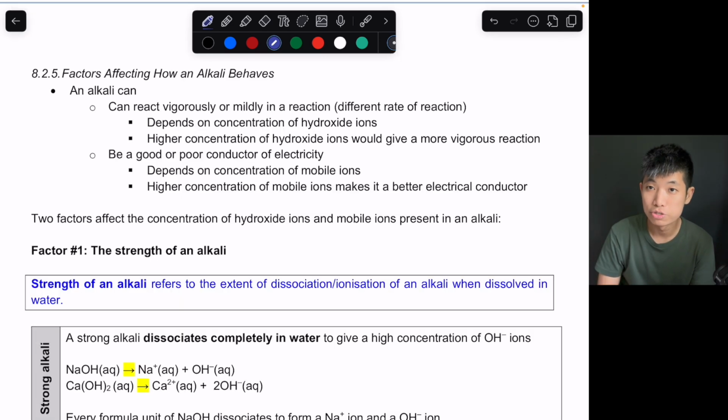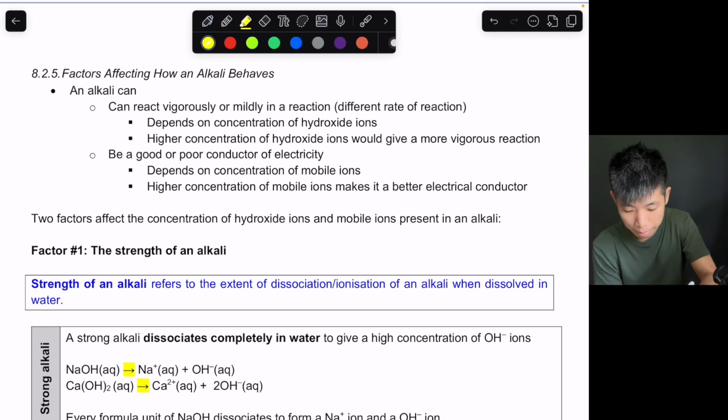For students taking G3 chemistry, you will be required to know the strength and concentration of alkalis, and how they affect the behavior. To reiterate what we have covered before in terms of acids, we can look at the concentration of mobile ions or the concentration of hydroxide ions, depending on what we are looking at. If you are looking at chemical reactions, it depends on the concentration of hydroxide ions. If we are looking at electrical conductivity, we are looking at the concentration of mobile ions.